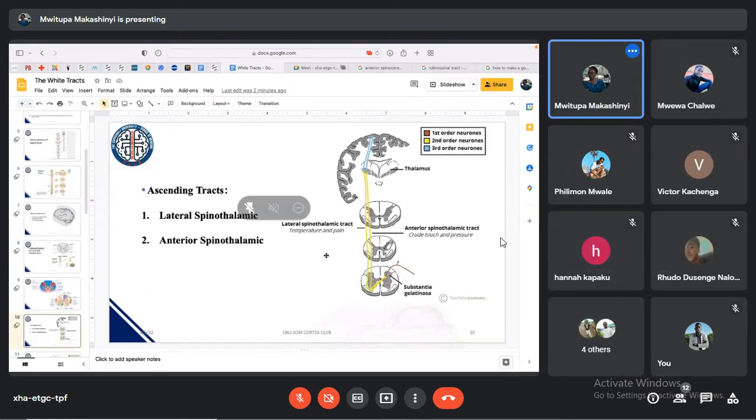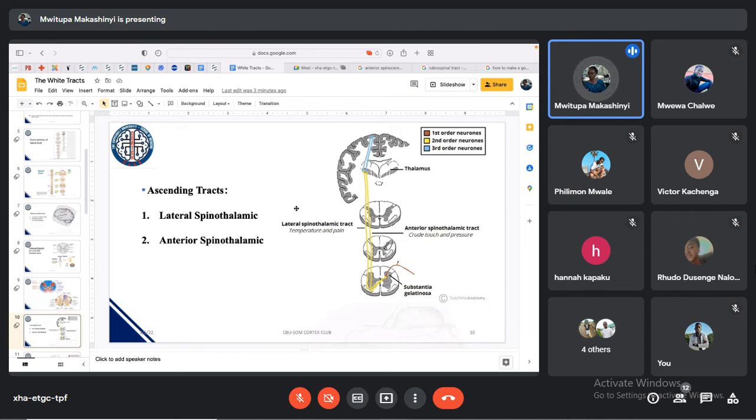So for the lateral and the anterior spinothalamic, the lateral spinothalamic tract, as mentioned here, transmits temperature and pain. So remember I said there's three things that you need to know about each tract. So one, the sensation that it is transmitting. So for the lateral, we said temperature and pain. For the anterior, crude touch and pressure.